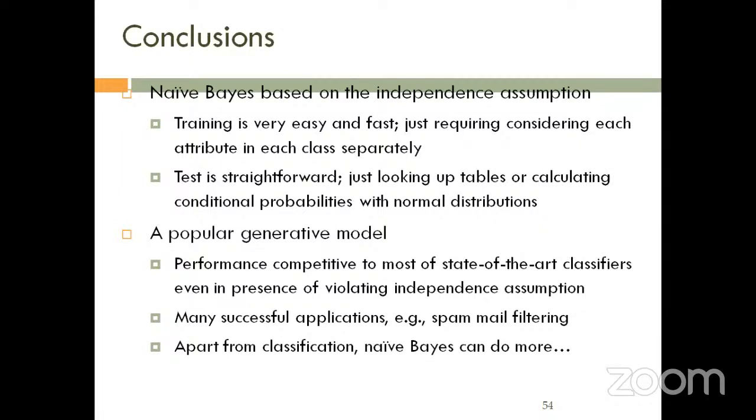So based on the independence assumption, training is very fast and easy, just requiring considering each attribute in each class separately. Testing is straightforward, just looking up tables or calculating conditional probabilities with a normal distribution. In generative models, performance is competitive to most of the state of the art classifiers, even in the presence of violating the independence assumption, and there are many successful application examples such as spam mail filtering. Anyway, I will take Bayes in a separate class later. So this will conclude your machine learning PPT. I will be starting the machine learning course in the next class.